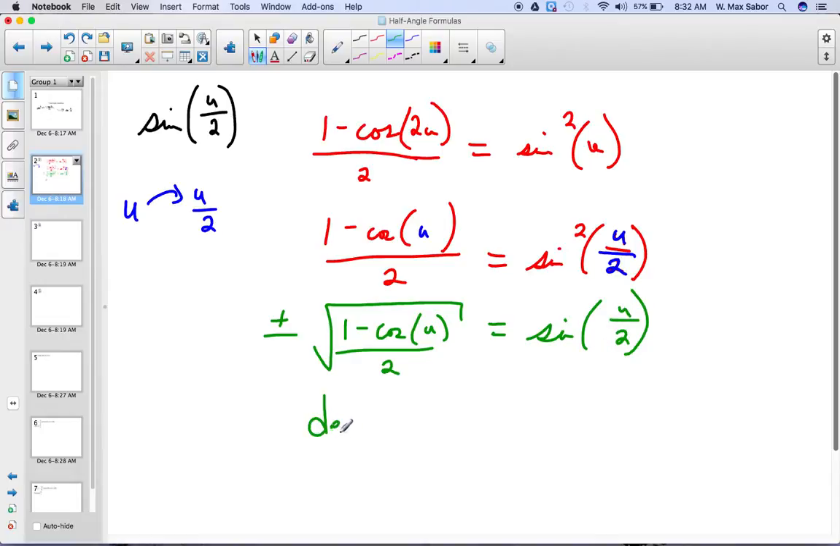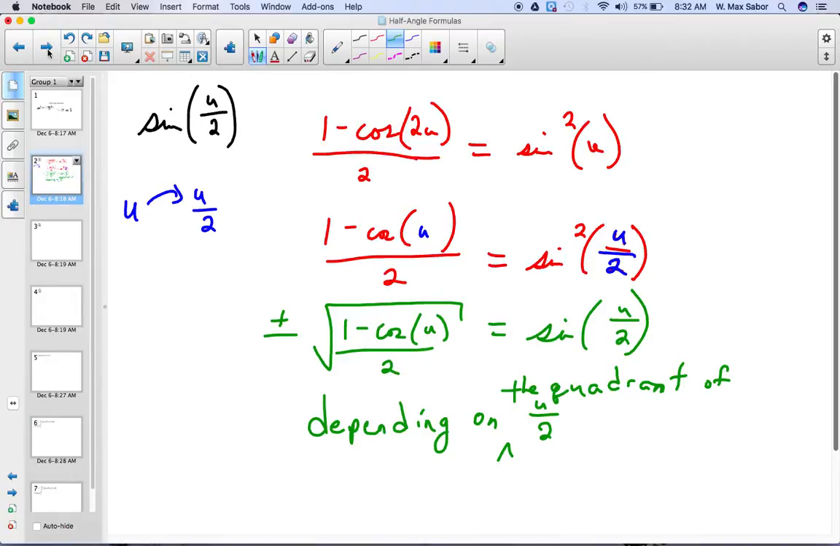So, depending on the quadrant of u over 2. And this is also going to be true when we get our cosine formula. Depending on the quadrant of u over 2, this is going to be plus or minus the square root of 1 minus cosine u over 2.